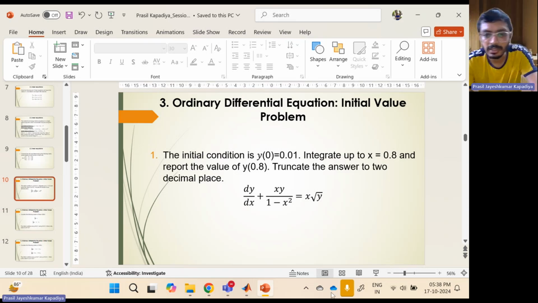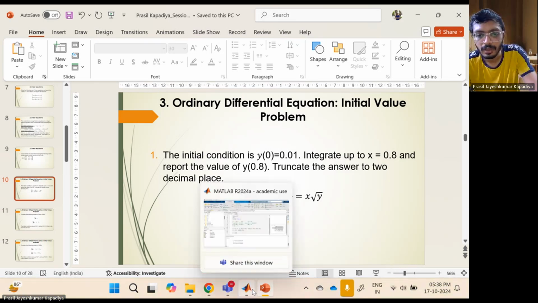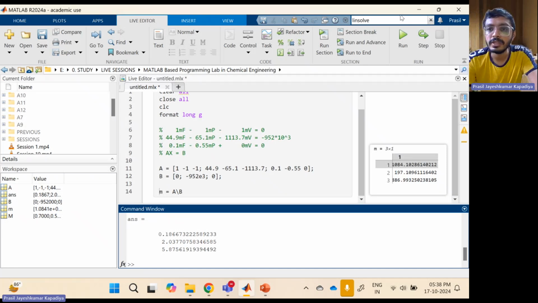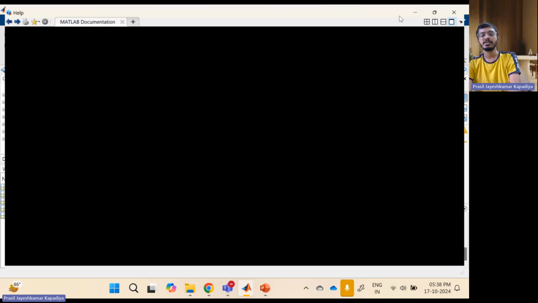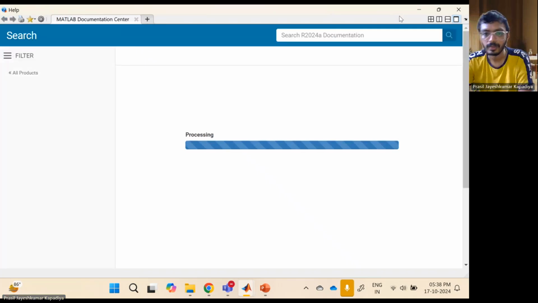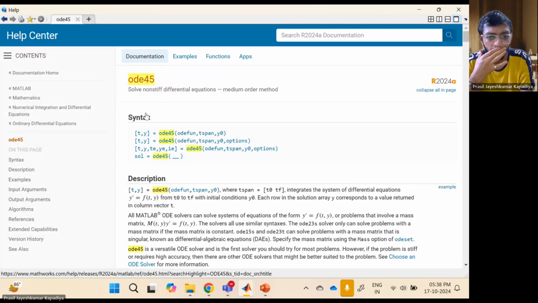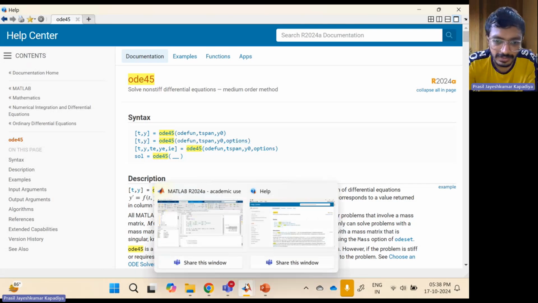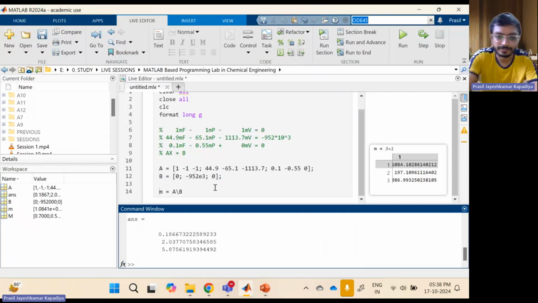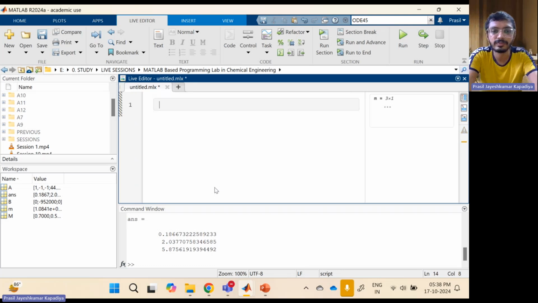So let's solve this equation. What can we use? We can use the ODE45 solver. If we search about ODE45, see this. We need to write the ODE function, then the time span, it is t comma y, and the initial condition y0.